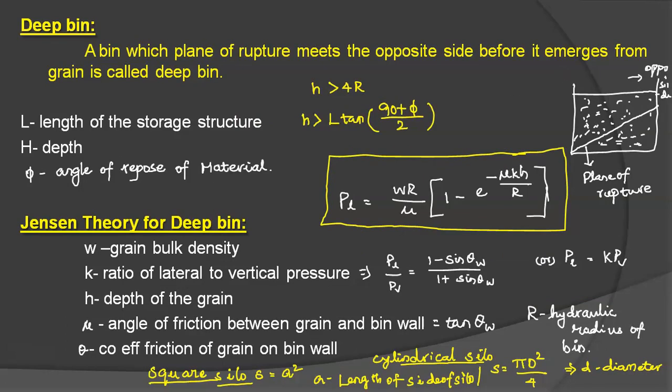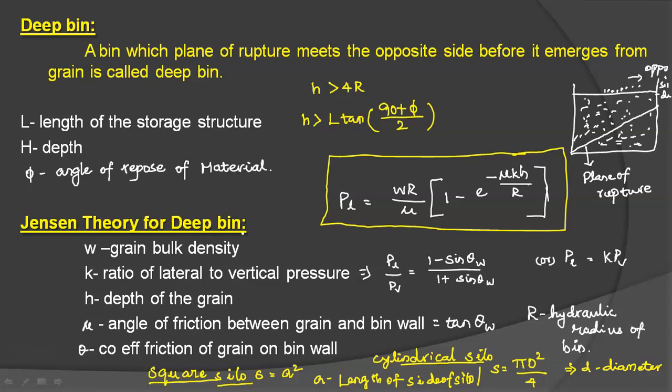Deep bin is nothing but when the plane of rupture meets the opposite side before it strikes the grain surface. Here the height of the bin is greater, the depth is greater. So we can say h is greater than 4r, or h greater than L tan of 90 plus phi divided by 2, where phi denotes the angle of repose of the material. For deep bin, the scientist Jensen has derived a formula to find the lateral pressure.